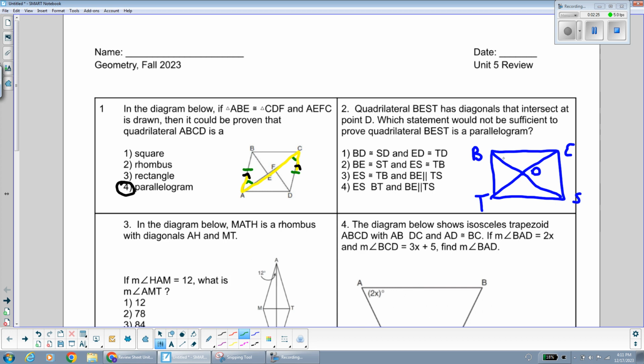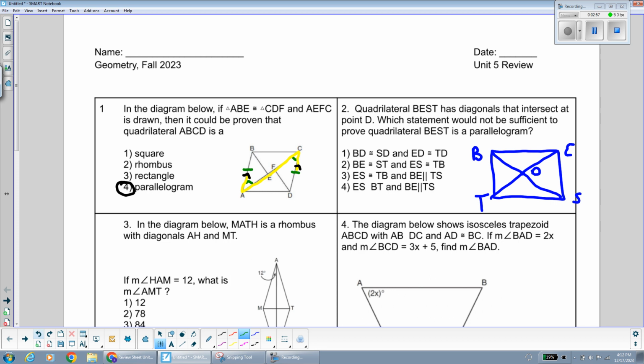Answer choice 1. BD is congruent to SD, and ED is congruent to DT. This does prove it's a parallelogram because this is the property that diagonals bisect each other. In answer choice 2, we have BE congruent to ST and ES congruent to TB. This does prove it's a parallelogram. This is both pairs of opposite sides congruent to each other.